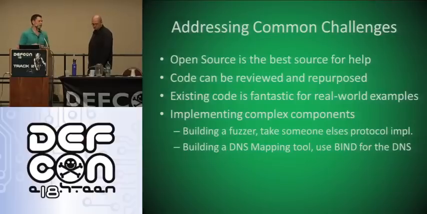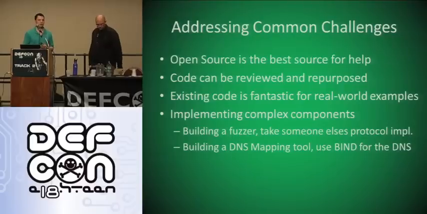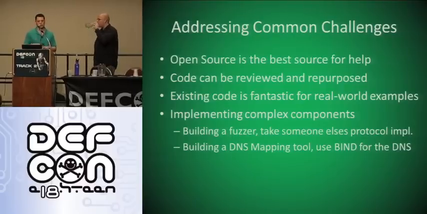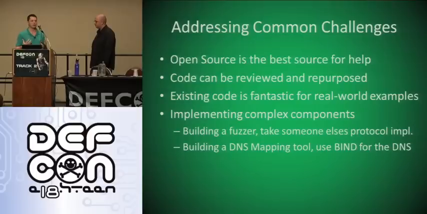That being said, you can go through and review the code and figure out what is usable and what is not, and then just strip out what you need and get rid of the rest. So in that case, the existing code base is always fantastic. And this really helps out when you're starting to think about developing complex components and complex projects. For instance, if you want to build a DNS mapping tool, you don't go through and implement the entire DNS protocol. It's quite tedious. So what you do is you go download Bind's implementation, you strip out their stuff, and you just take their protocol and implement that into your project. Same thing with building something like a fuzzer.